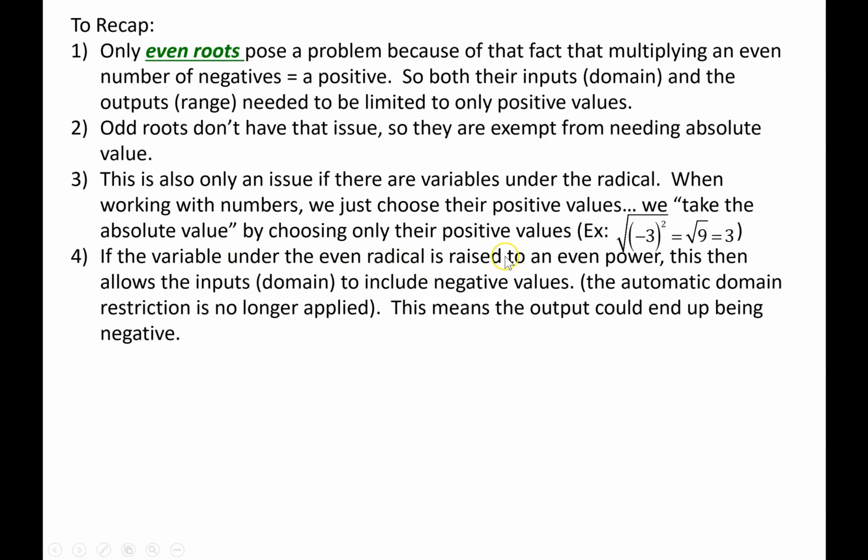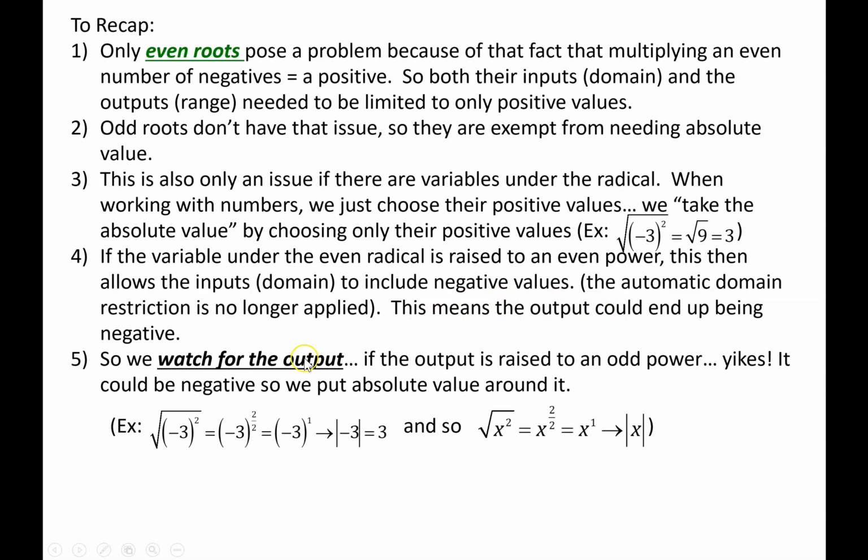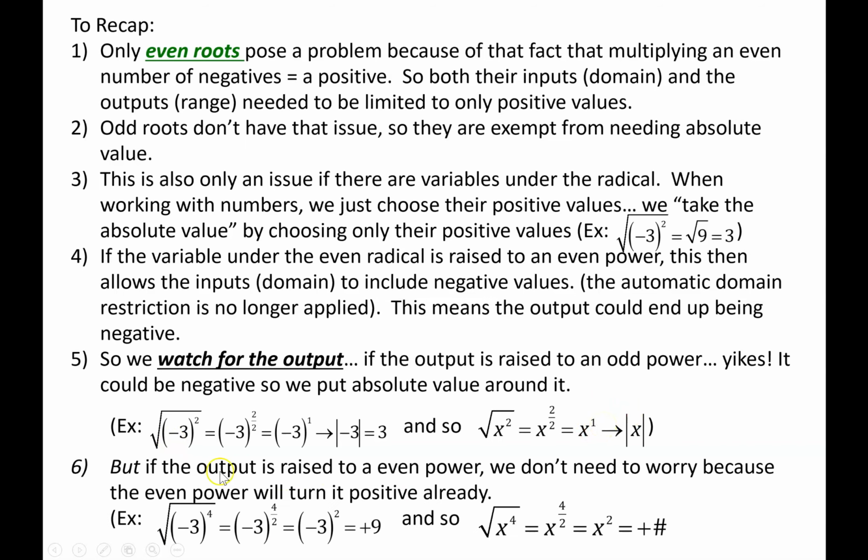If the variable under the radical is raised to an even power, that is when the domain suddenly opens up to include negatives. That's when we might have a potential output being negative. So we have to watch for the outputs, but only in that case, right? When you have an even power under an even radical, we watch for the output. If the output's raised to an odd power, it could be negative. So that's when we put absolute value around it. That was this example right here. So only when that resulting power is odd do we need to worry. If the output ends up being raised to an even power, we don't have to worry because the even power will turn our output positive already.